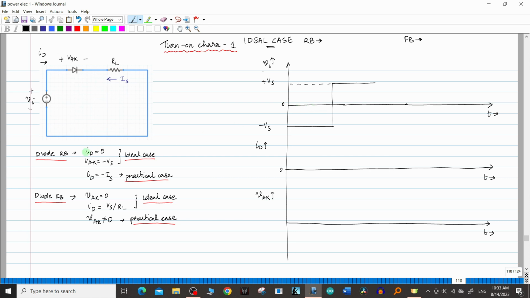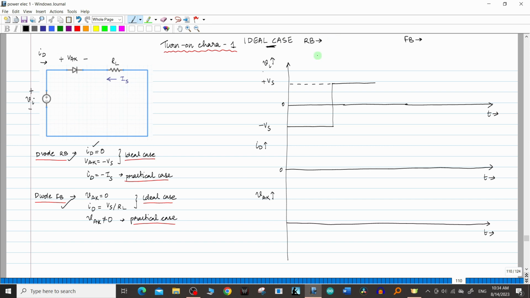Before starting that, we have seen some equations in the previous video, for the diode in the reverse bias condition and the diode in the forward bias condition. We have written the values of ID and VAK for both the ideal case and the practical case. So let's start with the first graph, for the ideal case of the power diode.